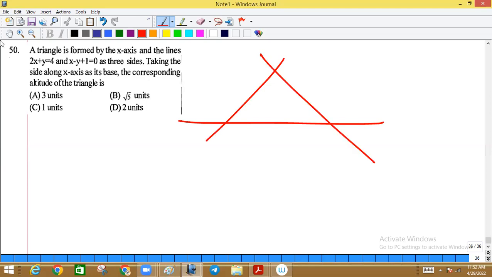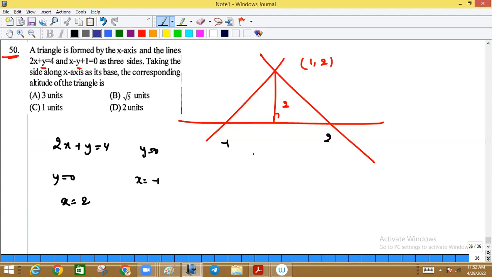Okay, question number 49 of the book. What did we get y as? We got this point as (1, 2). So the y value is 2, therefore the height is 2. Put y = 0 in 2x + y = 4, if you put y = 0 you get x = 2. Put y = 0 in the second one, you get x = -1. So from -1 to 2 it's 3. Base is 3, height is 2.